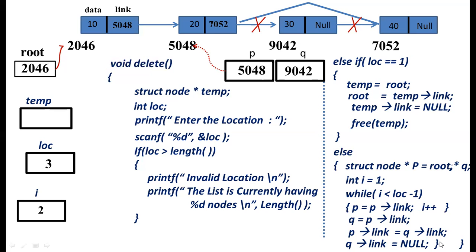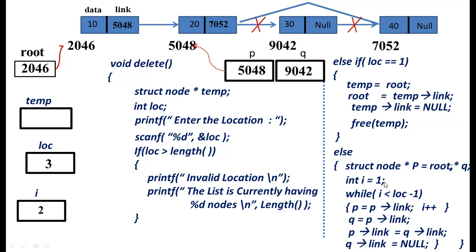Okay. So suppose my location is not 3, my location is 4. So I want to delete the last node. Then how is this particular logic going to work? Let us see. So when the location value is 4, first we declare the variable P, which is pointing to the root. My root value is 2046, so 2046 will be stored into P.